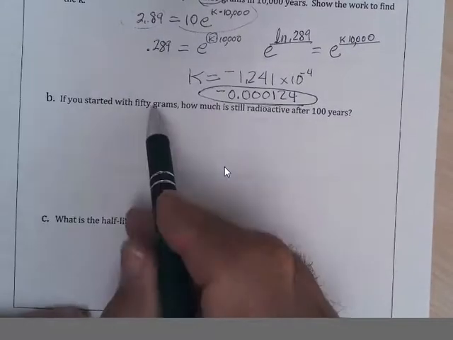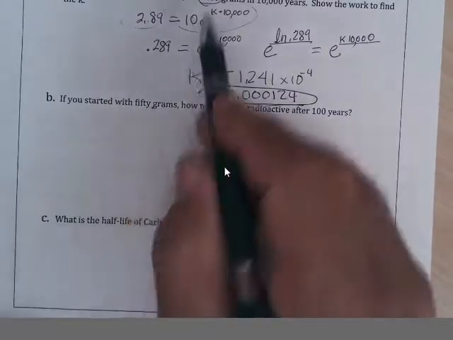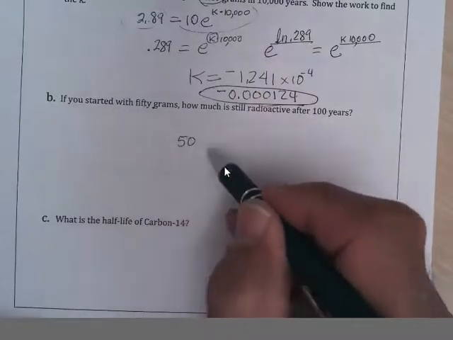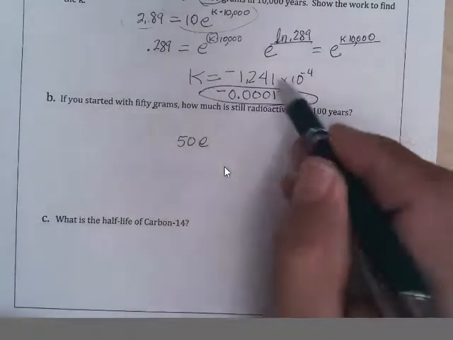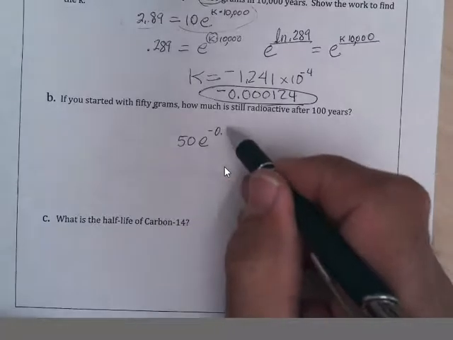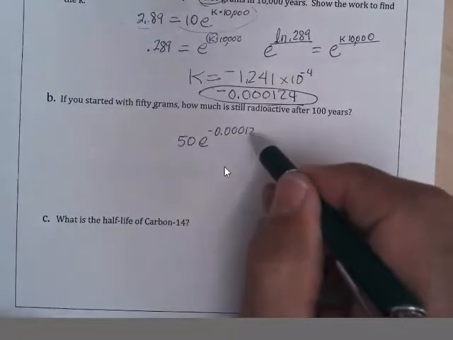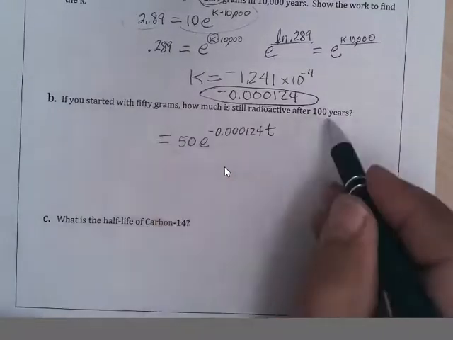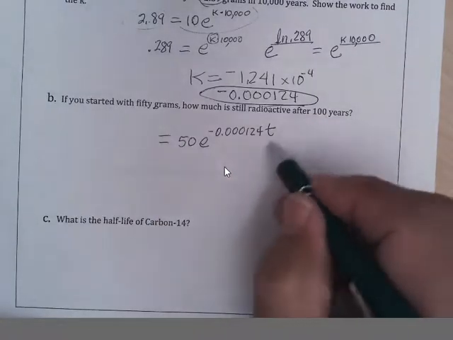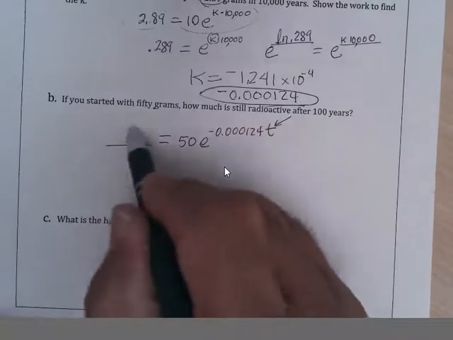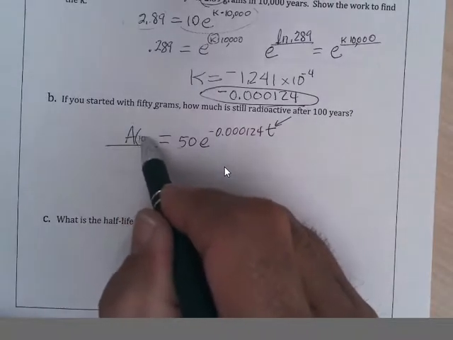If you started with 50 grams, so instead of starting with 10, if you started with 50 grams, e to the, and this is still carbon-14, it would be negative 0.000124 t. How much would you have left after 100 years? So we put 100 in for t to find out how much is there after 100 years.